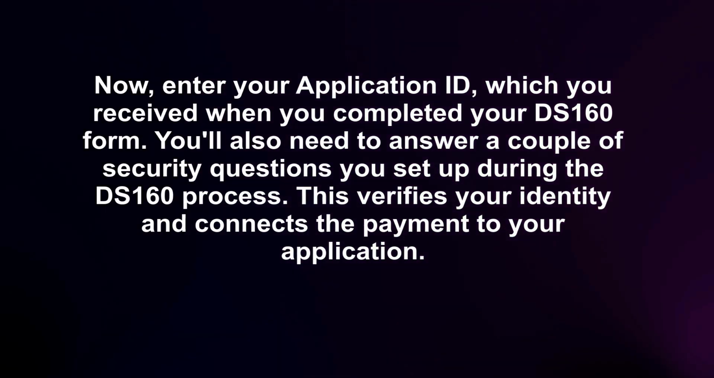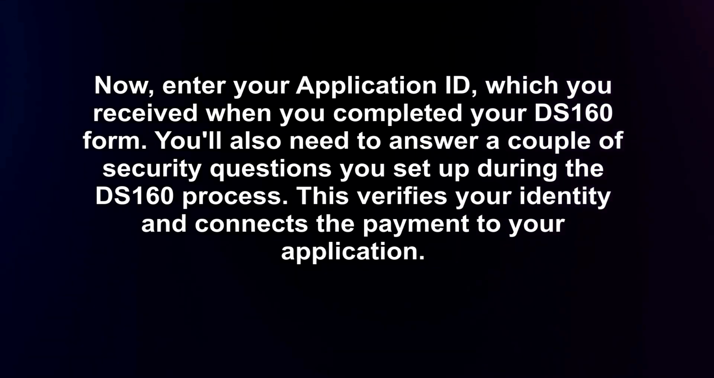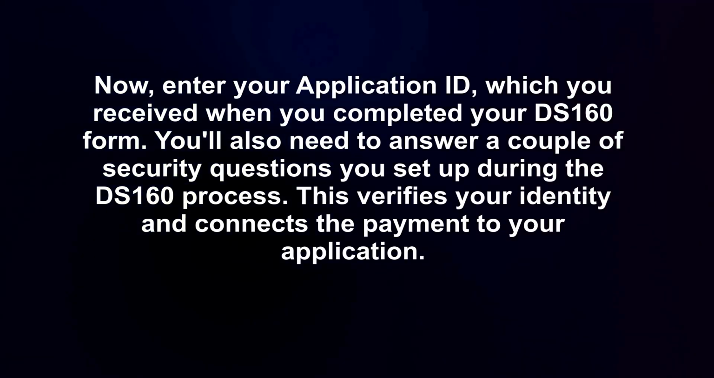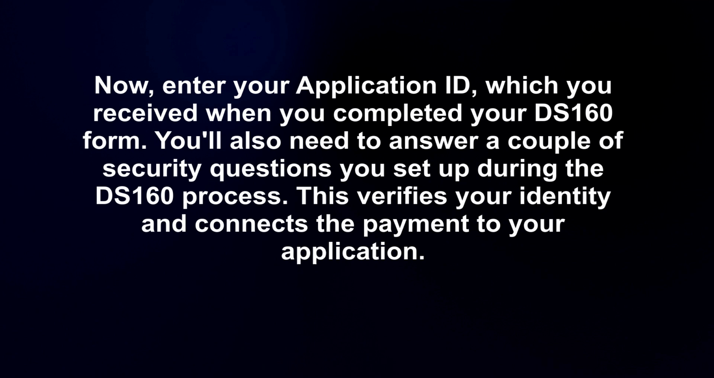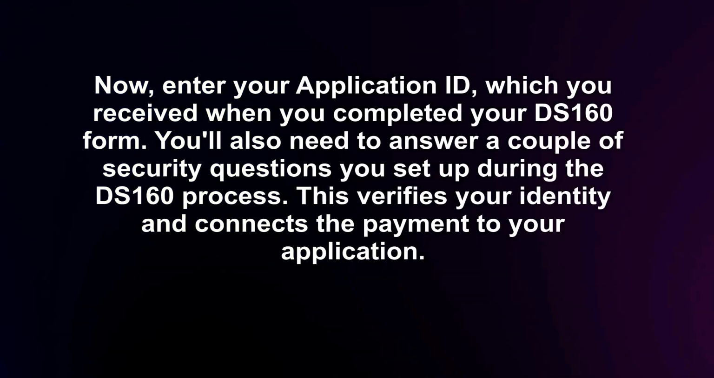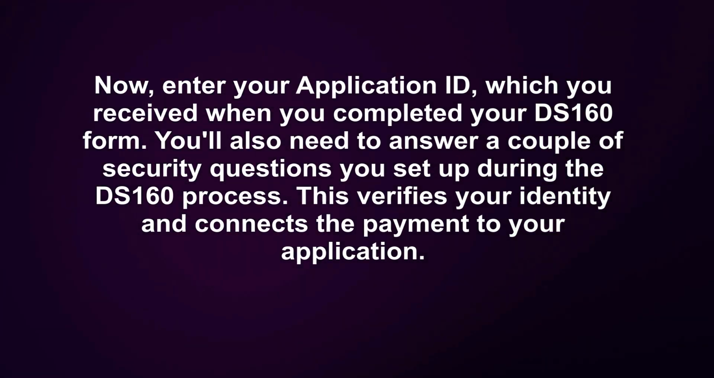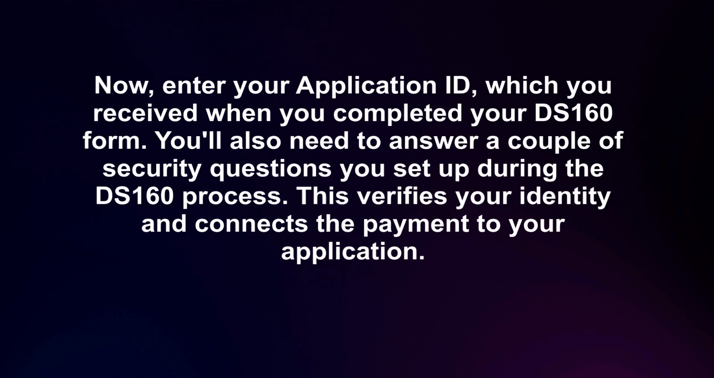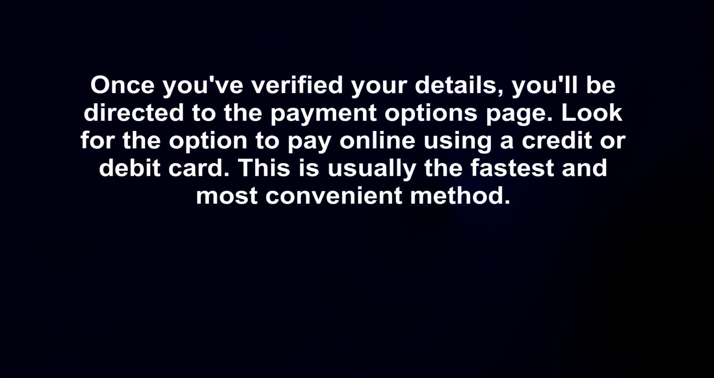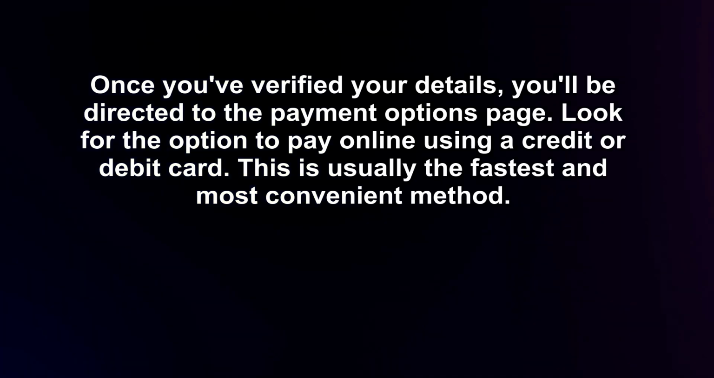Now, enter your application ID, which you received when you completed your DS-160 form. You'll also need to answer a couple of security questions you set up during the DS-160 process. This verifies your identity and connects the payment to your application. Once you've verified your details, you'll be directed to the payment options page.